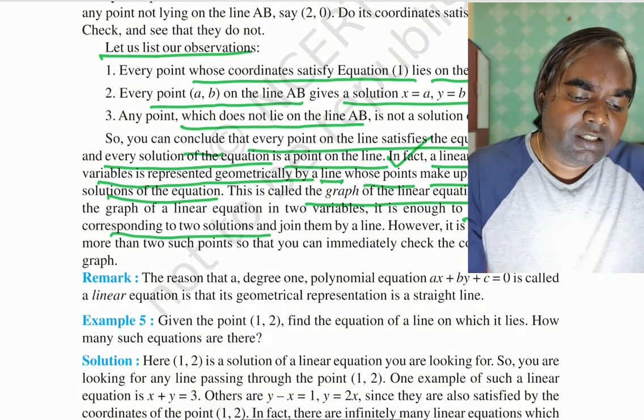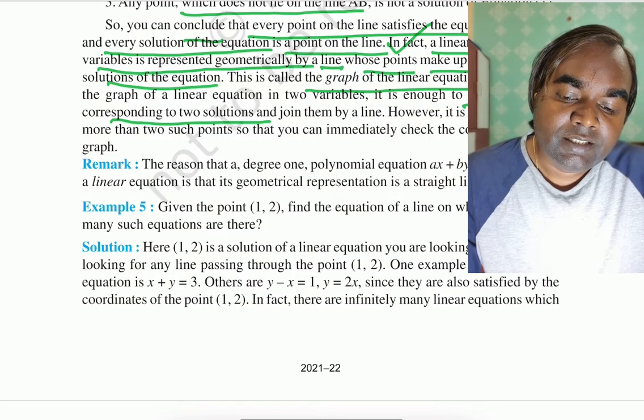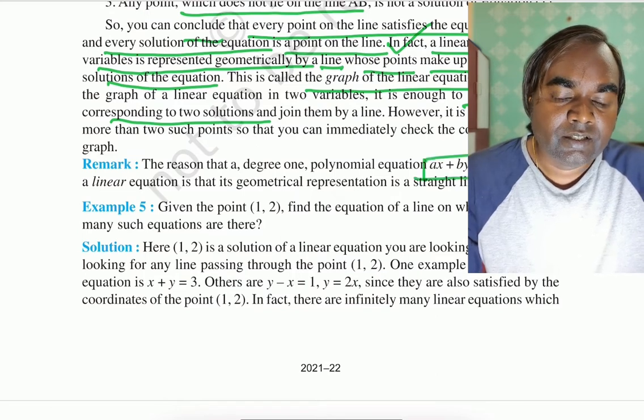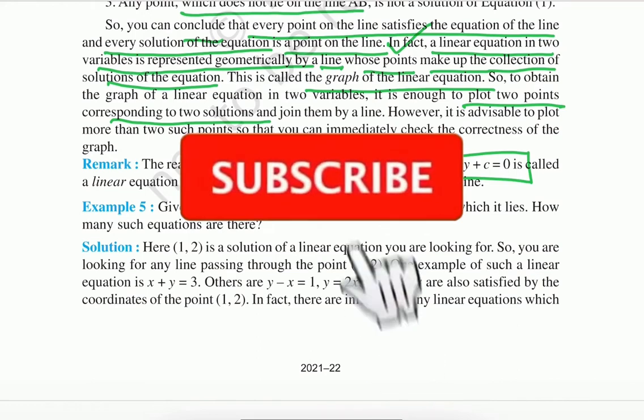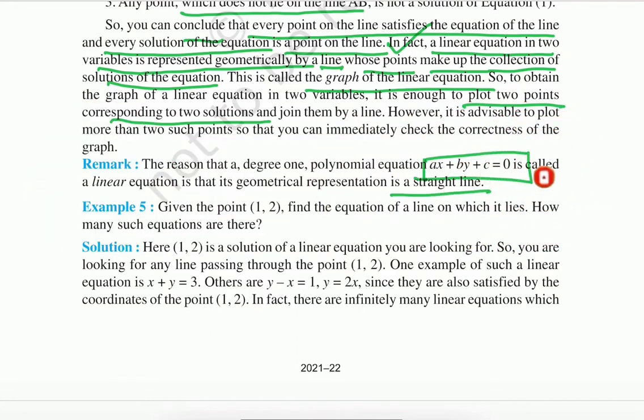The reason that a degree one polynomial equation is a linear equation is that its geometrical representation is a straight line. As I told you, the first degree polynomial equation ax plus by plus c is called a linear equation. Why? Because its geometrical representation gives a straight line.